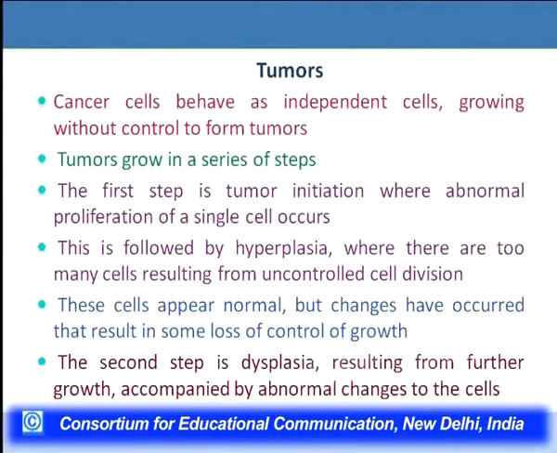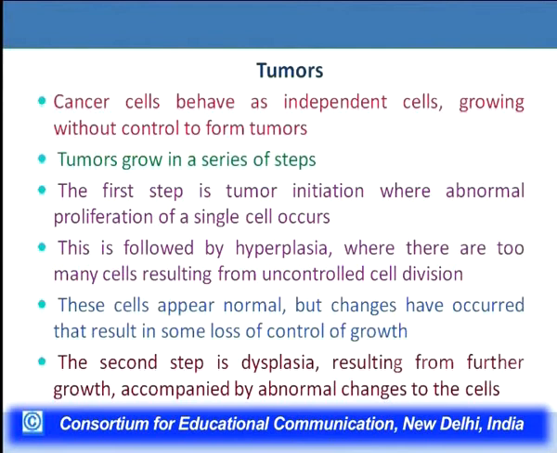Now what exactly is a tumor? As we know, cancer cells behave as independent cells and grow without control, and this leads to formation of tumors in a series of steps. The first step in the formation of a tumor is tumor initiation, wherein there is abnormal proliferation of a single cell. That means a single cell which has acquired a mutation keeps on dividing, and it leads to formation of a large number of progeny of that particular cell. This process is followed by hyperplasia, where there are too many cells which result from uncontrolled cell division.